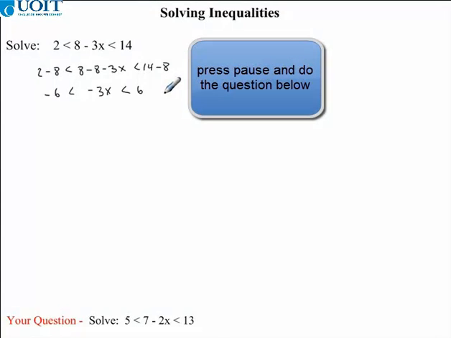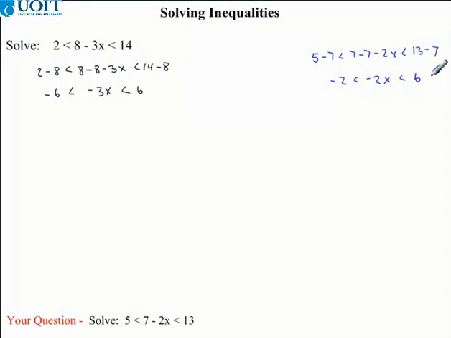I would now like you to try doing these two steps with the question you are given. Here is the answer you should have got.